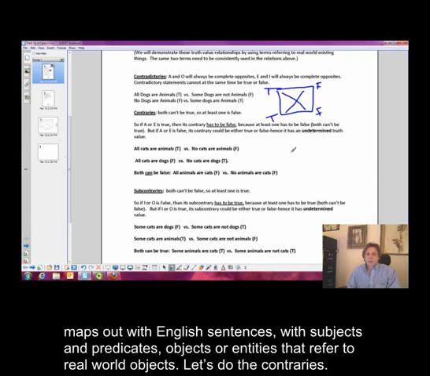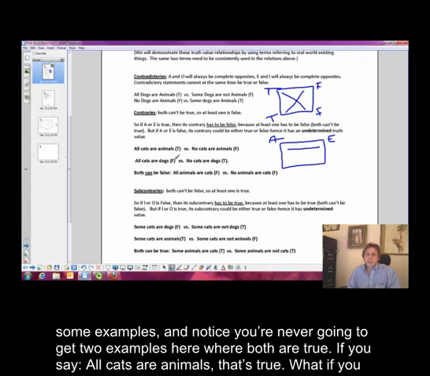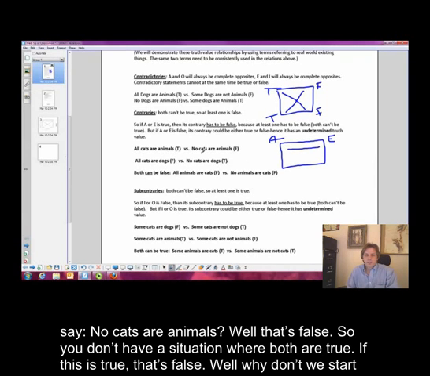Okay, let's do the contraries. Remember, here's the square, the contrary is this one, the A and the E. Now this is saying both can't be true. So I'm going to give you some examples, and notice you're never going to get two examples where both are true. If you say all cats are animals, that's true. What if you say no cats are animals? Well, that's false. So you don't have a situation where both are true.